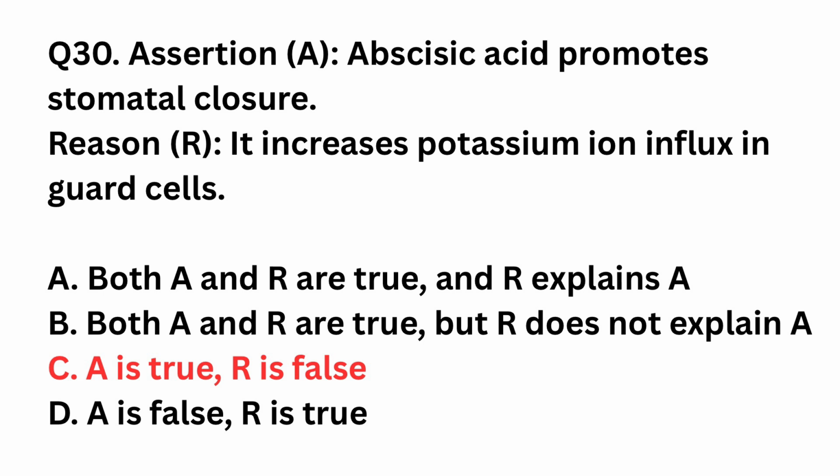Abscisic acid causes efflux of potassium ions, not influx. This leads to loss of turgidity and stomatal closure.